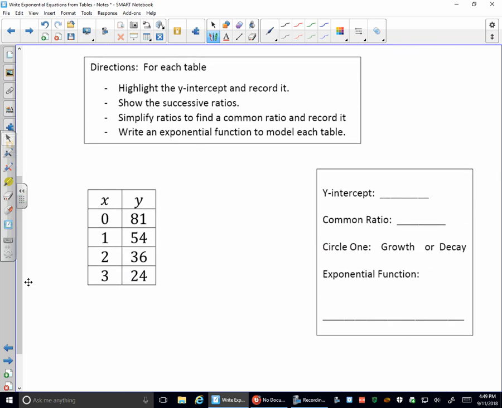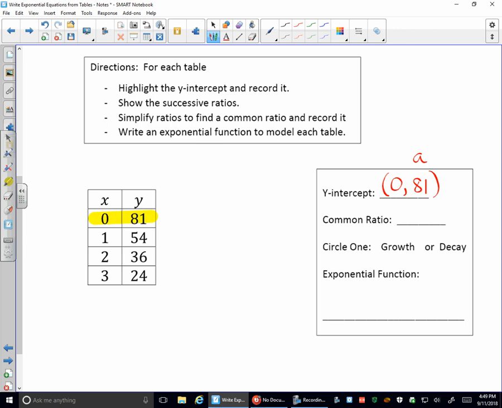Yet again, we still want to highlight that y-intercept and record it. And that's not too bad right now. So our y-intercept is when x is 0, and we want that y value. So what we know right now is our y-intercept is (0, 81). This is our a value right there.